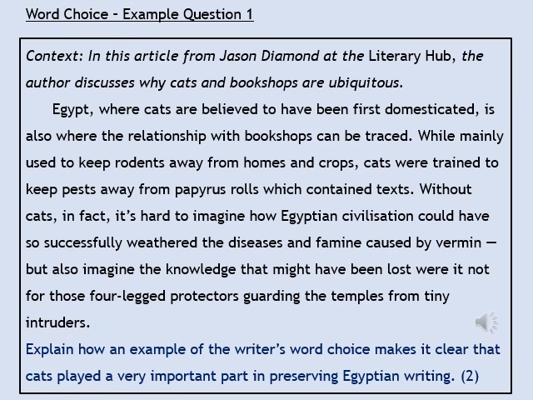But also imagine the knowledge that might have been lost were it not for those four-legged protectors guarding the temples from tiny intruders. Here's the question. Explain how an example of the writer's word choice makes it clear that cats played a very important part in preserving Egyptian writing. 2 marks.